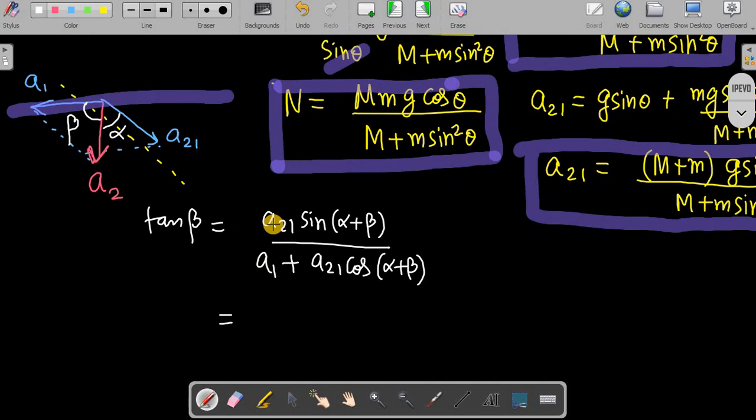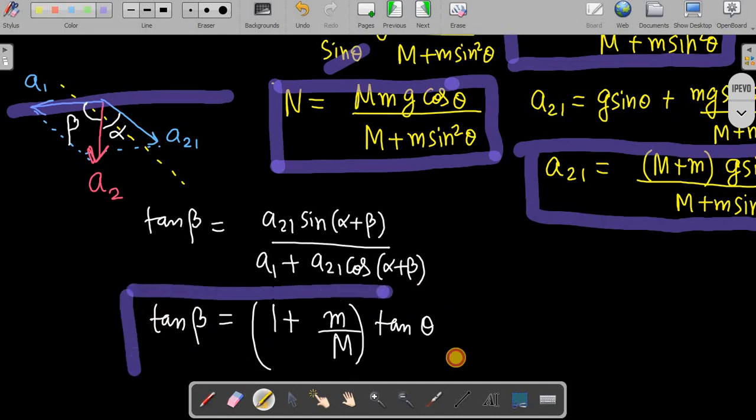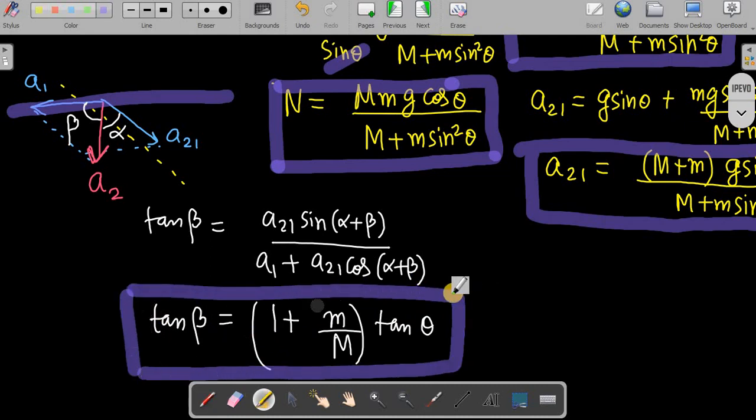What you are going to get here is a very surprising result. When you solve it, I will just write the result finally: 1 plus small m by capital M into tan theta. This result, better you remember it. So it will make this angle with the horizontal, and we can remember this.